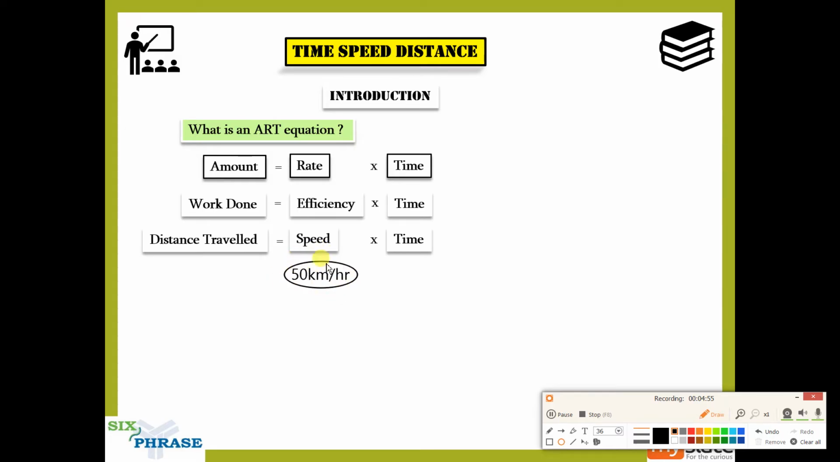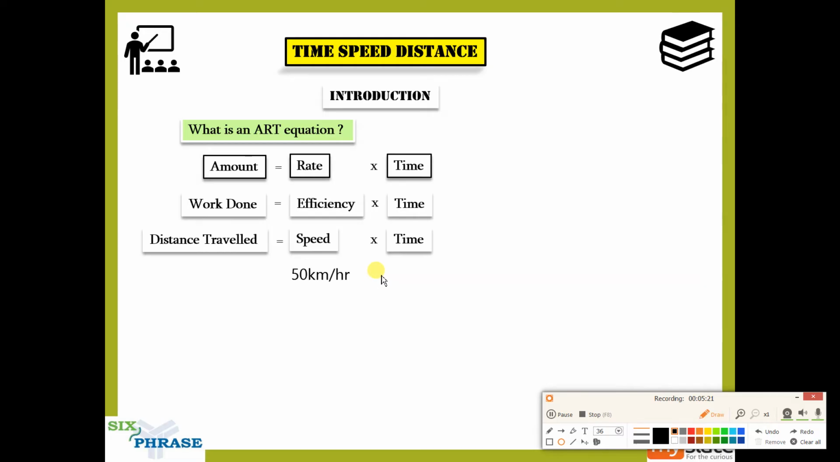You can clearly see speed is the efficiency or rate. Rate, efficiency, and speed are all the same thing: the rate at which something is happening, the rate at which he is driving. The rate is also called speed, the speed at which you are doing something. You can use these words interchangeably: rate, efficiency, and speed. So here you have 50 kilometers per hour.